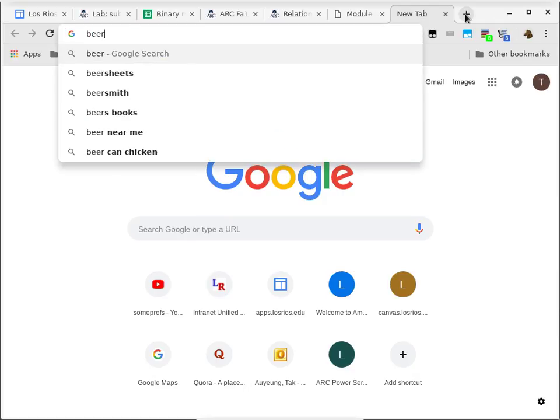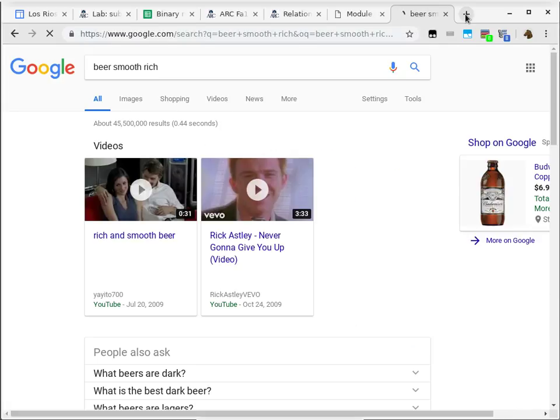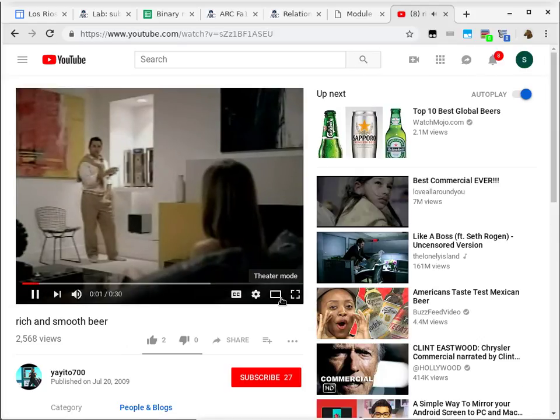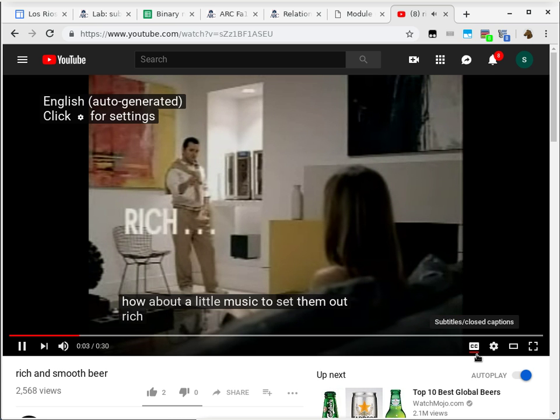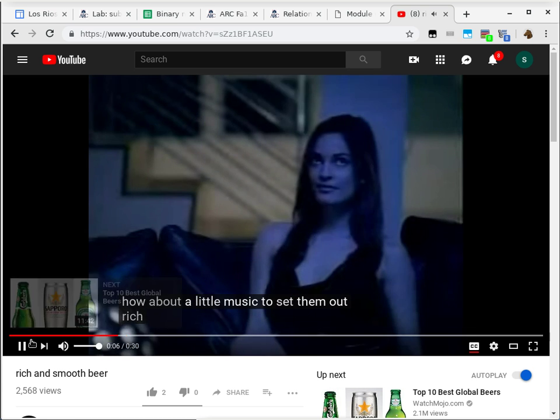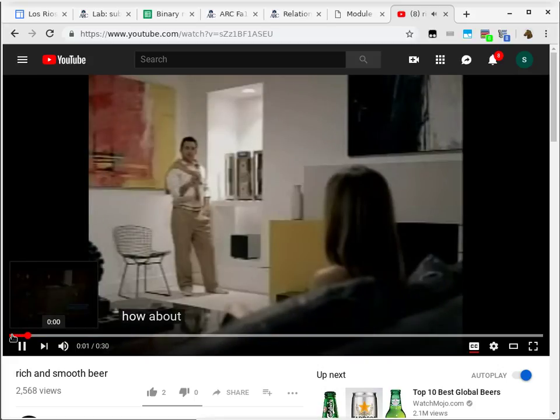Okay, beer commercial, smooth versus, what was it? Rich. Okay, I think it's an Australian beer. And here's the commercial. And we'll turn on closed captioning because the voice is not playing too well here. Okay, there we go.